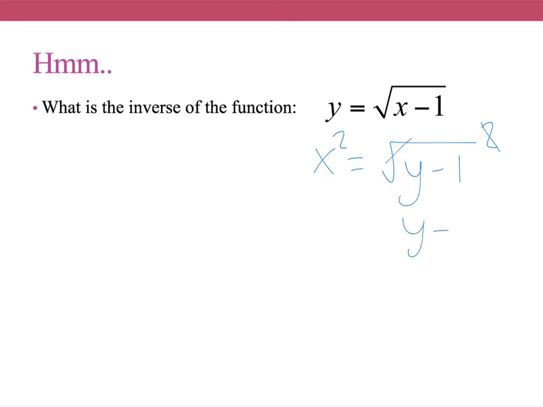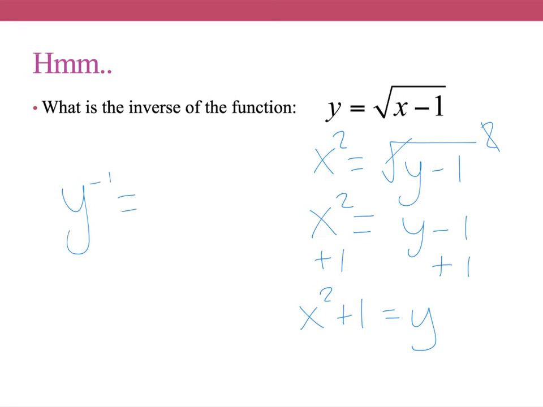That was the whole purpose there of squaring both sides, not just because we enjoy squaring stuff. I mean, I do, but I want to do it for a purpose. And now I can add that 1 to the other side, and I get x squared plus 1 equals y. So I have y to the negative 1. Remember, that signifies the inverse of the original function. We have x squared plus 1, so there we go.